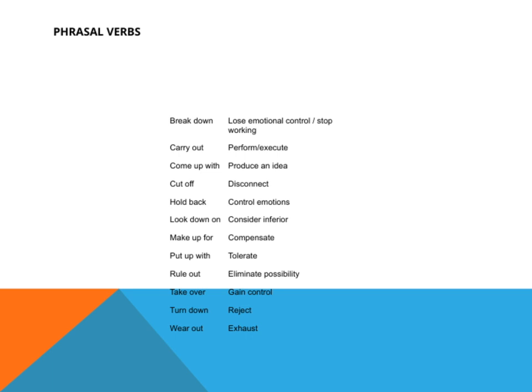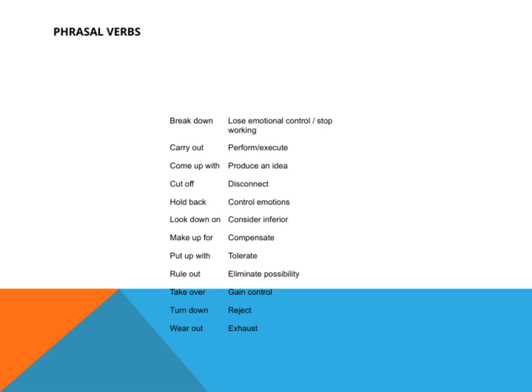Then there's come up with, which is all about producing an idea or solution, like brainstorming and coming up with a new concept. Moving on, cut off refers to disconnecting or stopping communication or supplies, say, cutting off the internet or a phone line. Hold back is about controlling emotions, like holding back tears or anger during a difficult situation. Look down on indicates considering someone or something as inferior, a form of judgment or attitude. Make up for is about compensating or making amends for something lost or lacking. Put up with means tolerating or enduring something unpleasant, like putting up with noise or bad behavior.